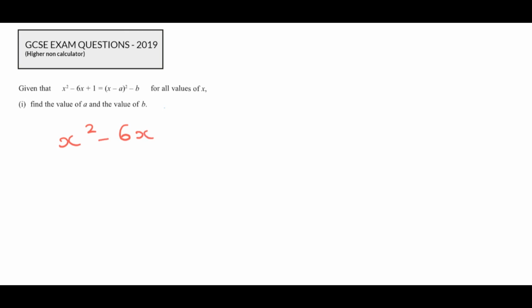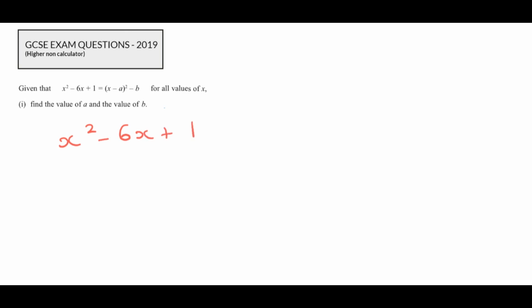Alright, let's bring this one in now. This one's a little light work as well. What I've got here is x squared minus 6x plus 1, and we're going to put it into this format, okay? So basically, what we do here is x squared minus 6x plus 1.